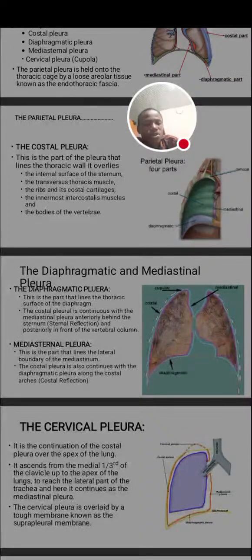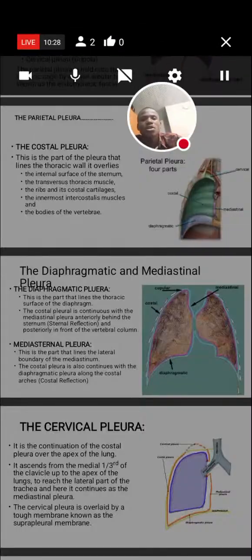Transversus thoracis muscle, and the sternum. And then the next thing is the innermost intercostalis, and then the next one we also find is the body of the vertebra.